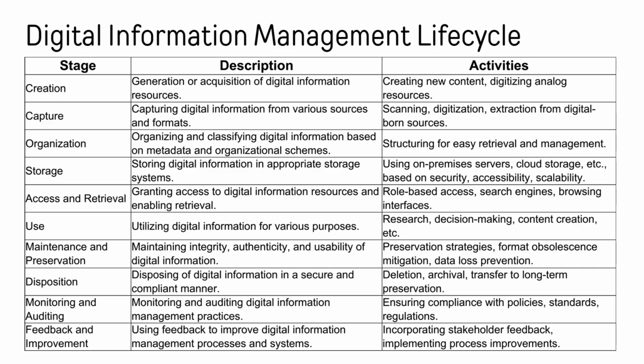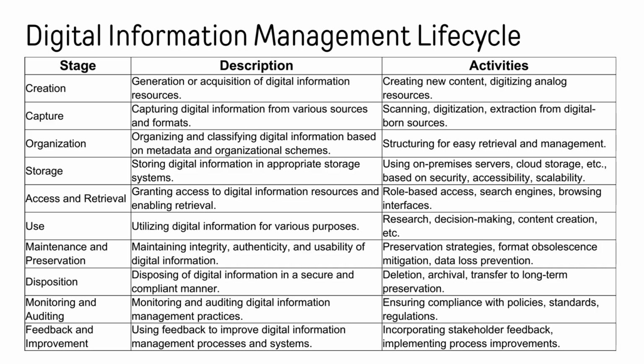Next is capture. At this stage, digital information is captured from various sources and formats. This may involve scanning documents, digitizing old records, or extracting data from systems that already produce digital content, such as emails or online forms. The third stage is organization. Here, digital information is organized and classified so it can be easily managed and retrieved later. This involves using metadata, folders, labels, or classification schemes to structure information properly.